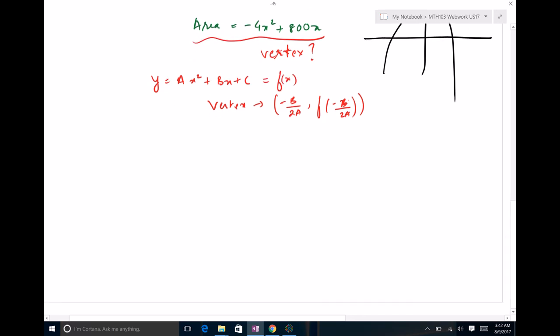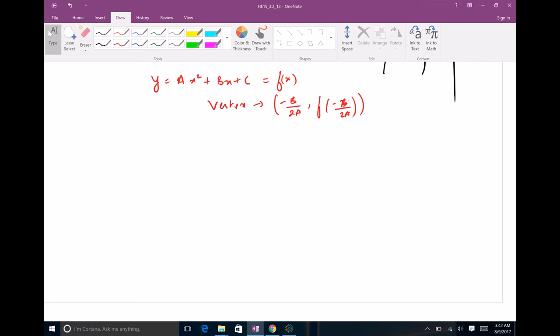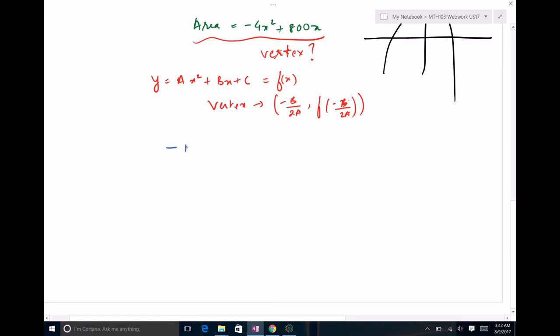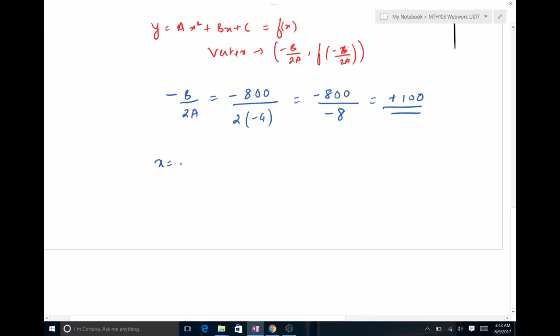All we need to do for now is find the x coordinate, so we're going to start with just finding negative b over 2a. In this case, b is 800, so that's negative 800 over 2 times a, where a is negative 4, so 2 times negative 4. That's negative 800 over negative 8, which is just positive 100. So this is nice because you know that the value of X is going to be 100 feet.